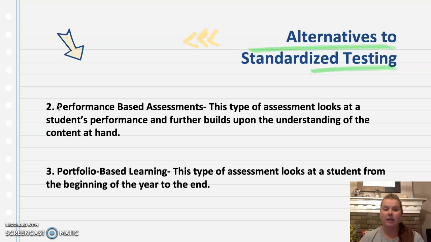So in the beginning of the year, what are we learning? Is this something that we can work on and then show their progress? Just the same as the standardized testing does, it shows growth from the beginning of the year to the end of the year.